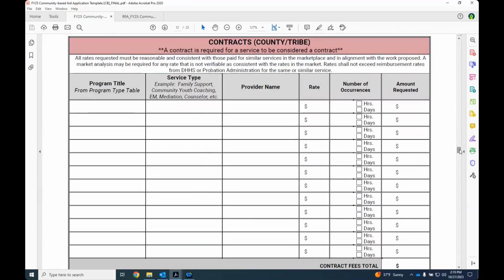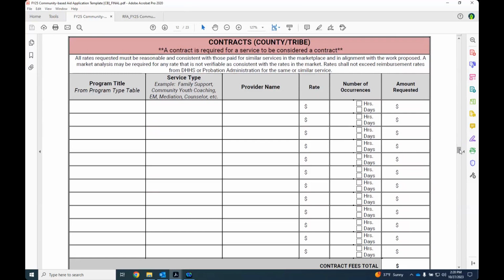For contracts, again, this really hasn't changed at all this year. Last year, we changed number of occurrences. We think that this is maybe a little bit easier. I can't even think of what it was before, but it was number of times. Anyway, so number of occurrences. The program title needs to match the program type table, which would have been explained in a previous video. So however you have that labeled on the program type table, it needs to match on here.